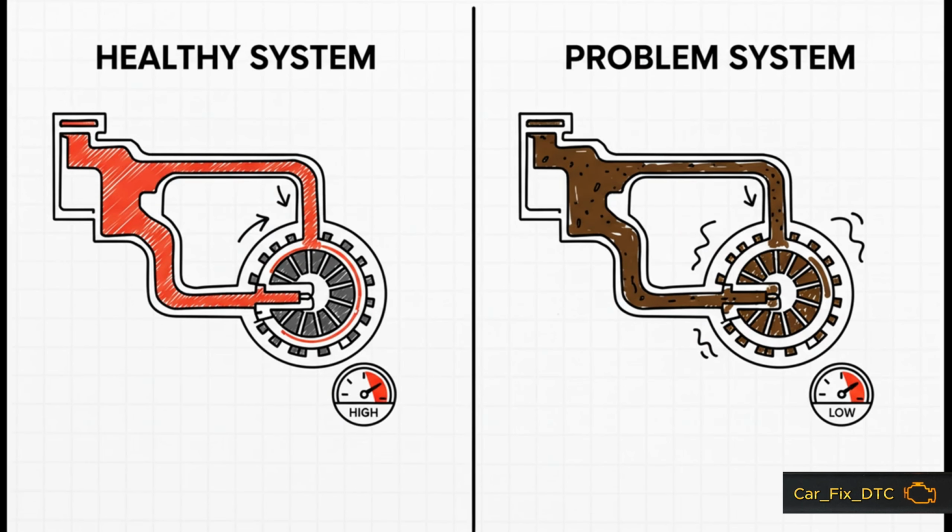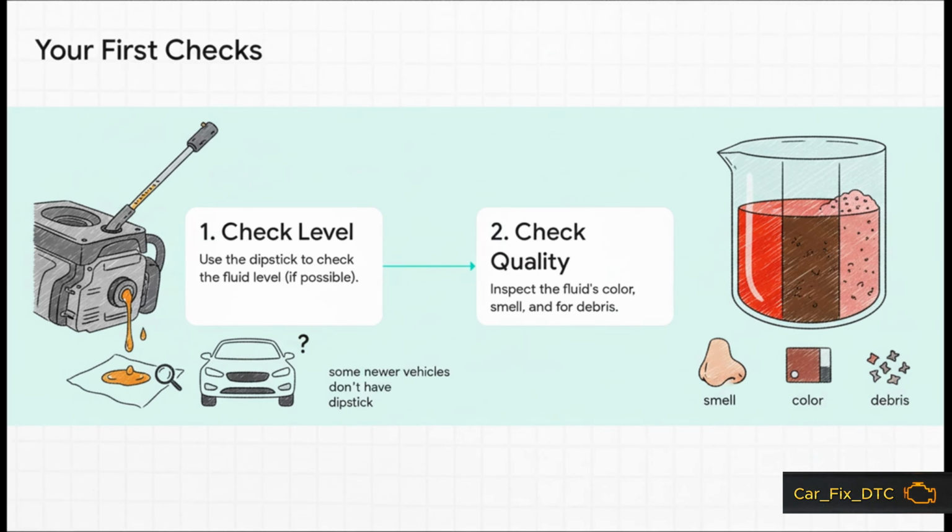But why is the fluid so important? Well, automatic transmissions are basically complex hydraulic machines. They need pressurized fluid to make the clutch packs grab and actually shift gears. So if your fluid is low, the system can't build up that pressure. And if it's old and gunky, it won't flow right. Either way, you get the same result: slipping. So, your first move is a simple two-step check. First, check the level. Pull that dipstick and see where you're at. Now, a heads up, a lot of newer cars don't even have a dipstick anymore, which makes things a bit more complicated. But if you've got one, that's your starting point.